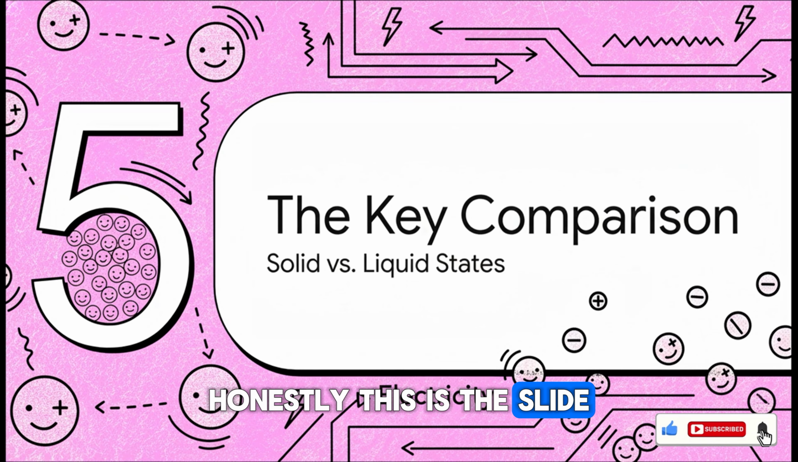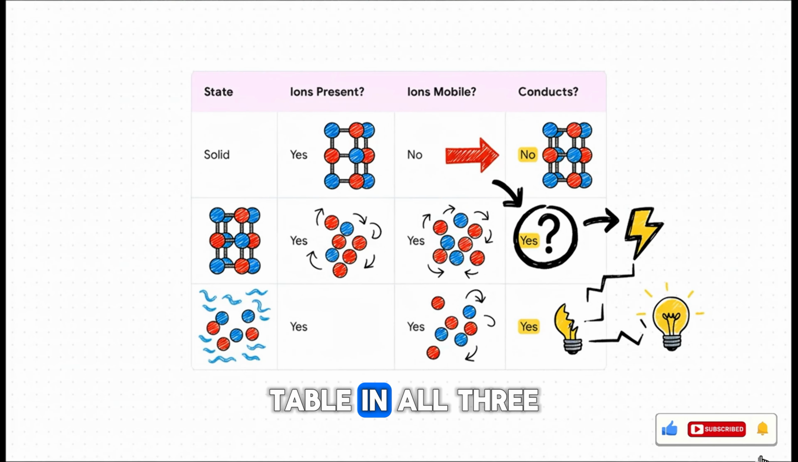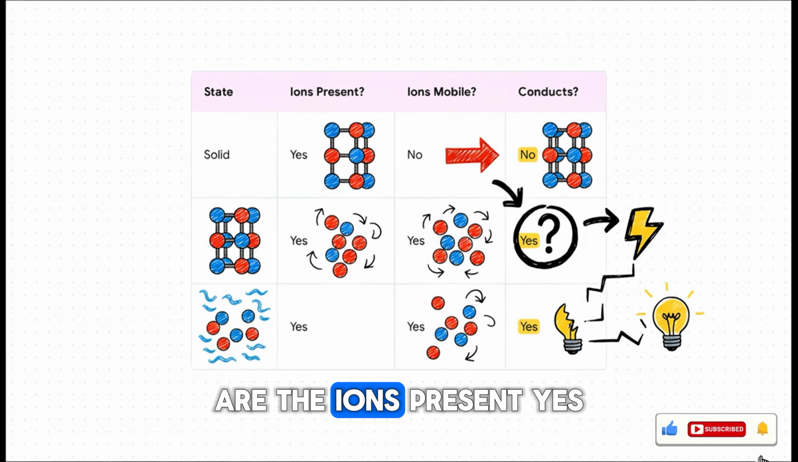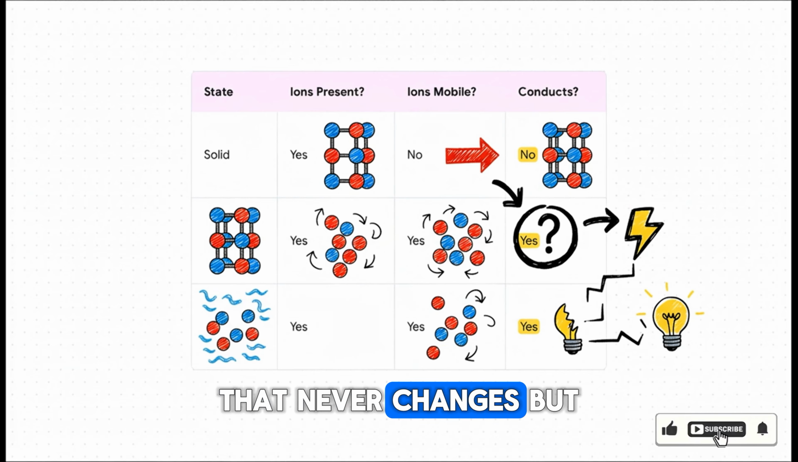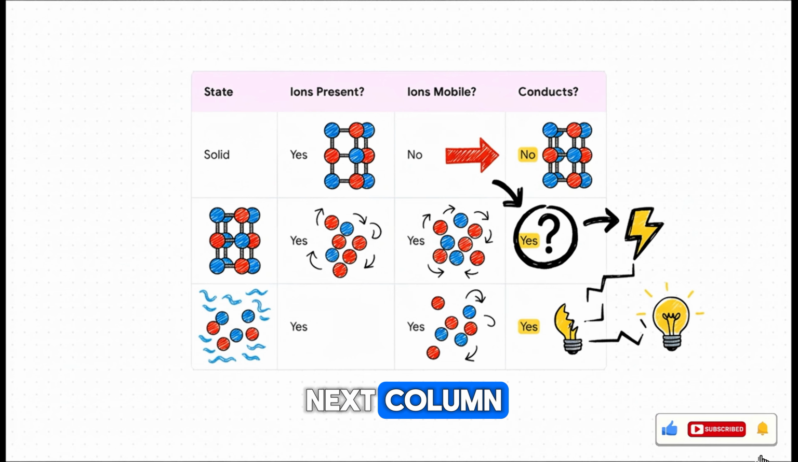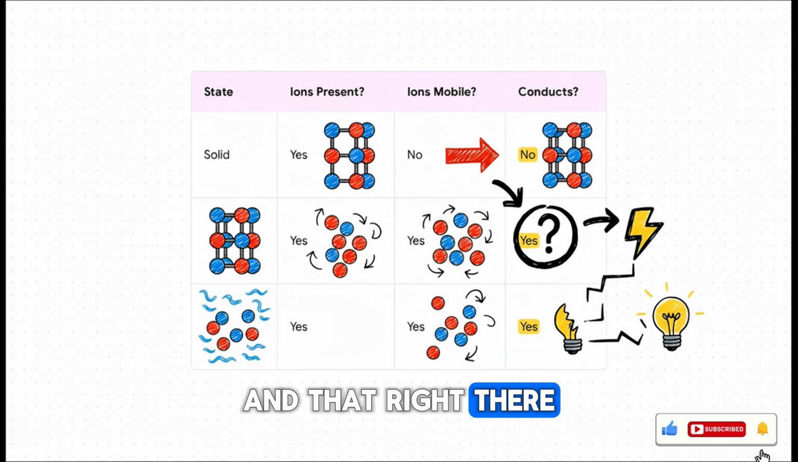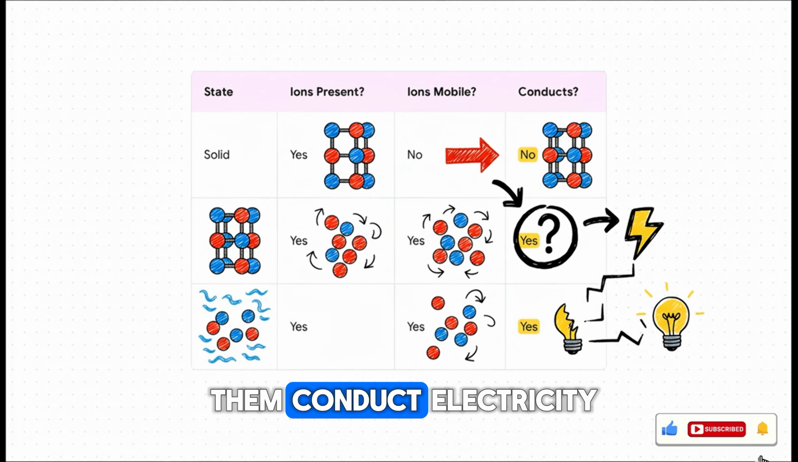Honestly, this is the slide you'll want to have burned into your memory for your exams. Just look at this table. In all three states, solid, molten, and aqueous, are the ions present? Yes, yes, and yes. That never changes. But now look at that next column. Are ions mobile? For the solid, it's a hard no, and that's why it can't conduct. For molten and aqueous, it's a yes for both. And that, right there, is the single deciding factor. That's what turns on the switch and lets them conduct electricity.